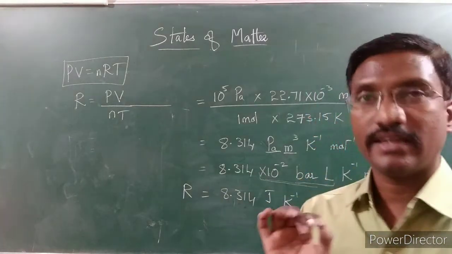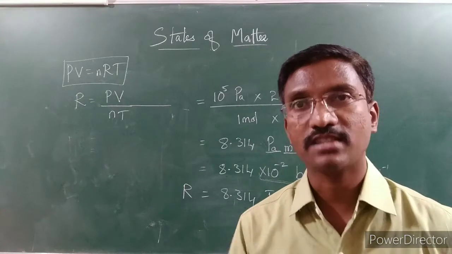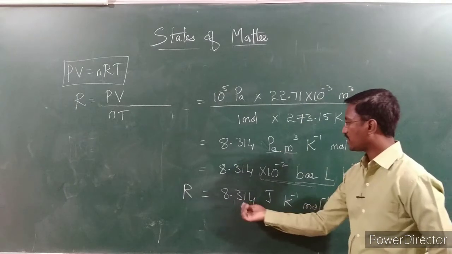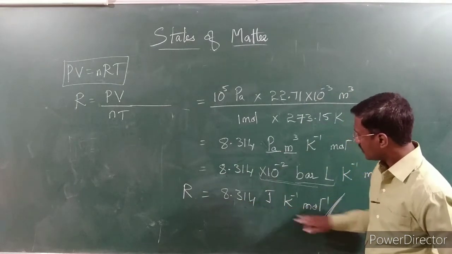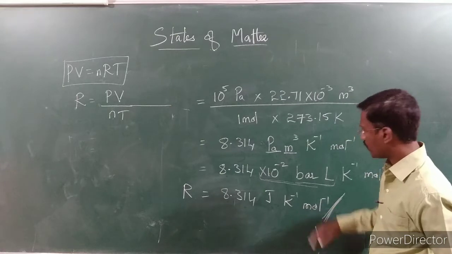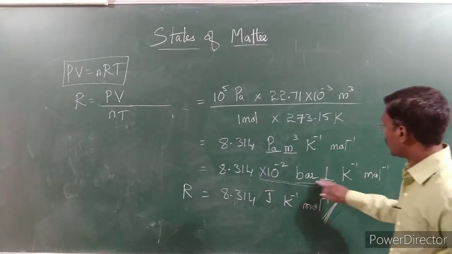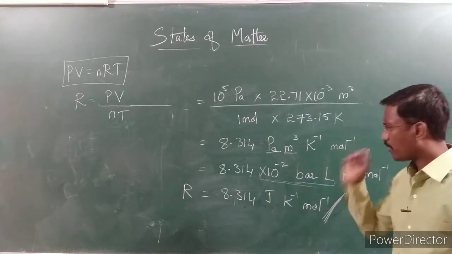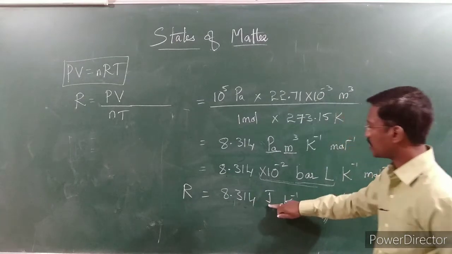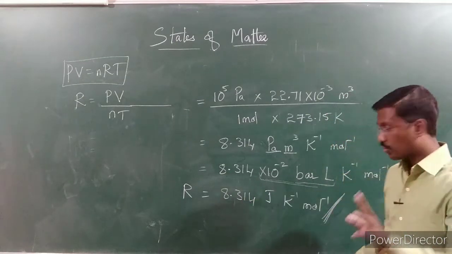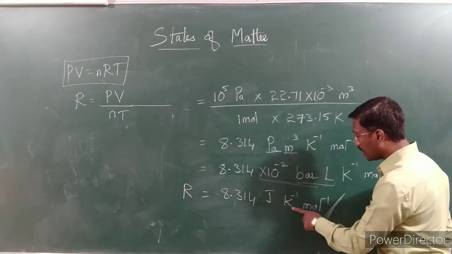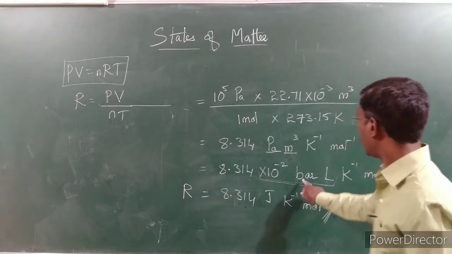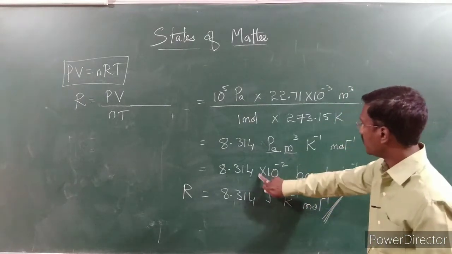Here R is the gas constant. We call it the universal gas constant, or simply the gas constant, where R has the value 8.314 in this formula, joule per Kelvin per mole. If it is in liter bar per Kelvin per mole, you have to multiply that by 10 raised to minus 2. So in probably all cases we get the final expression 8.314. You have to remember the SI unit is joule per Kelvin per mole. You have to write the SI unit without fail.